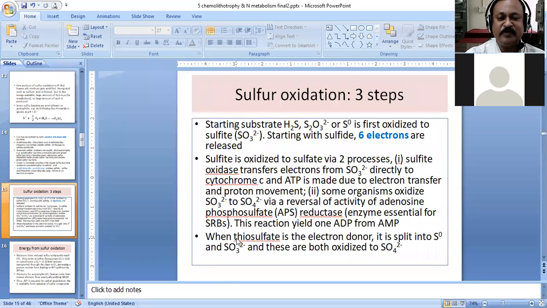Then sometimes thiosulfate is also used as the electron donor. In that case, thiosulfate is first converted into sulfur and sulfite. Thiosulfate breaks up into elemental sulfur and sulfite. And then this sulfite and the sulfur which is formed are both oxidized to sulfate. So these are different schemes in different bacteria.